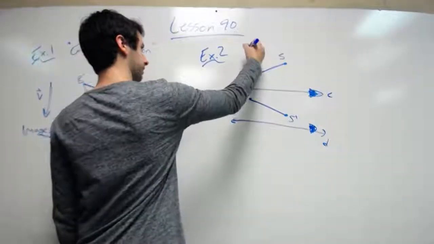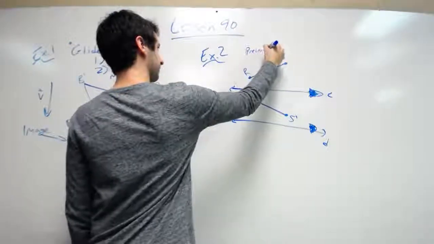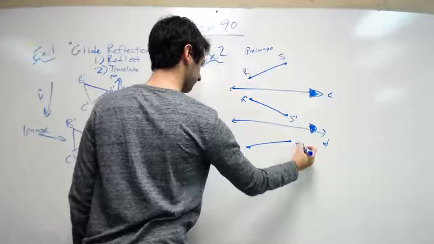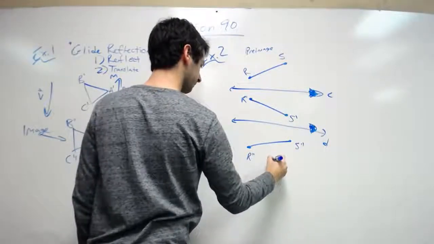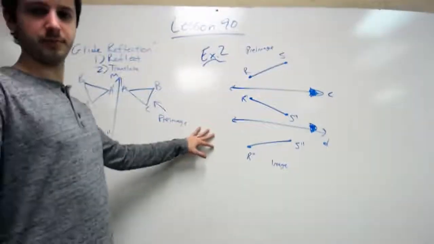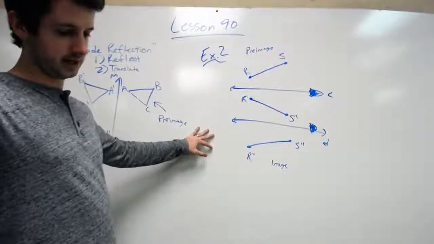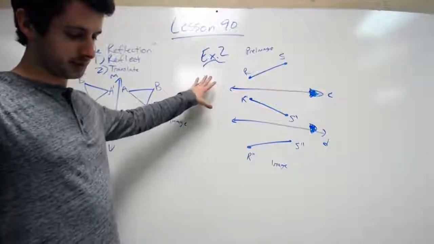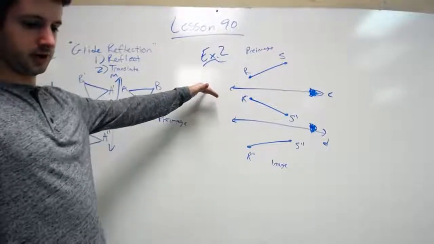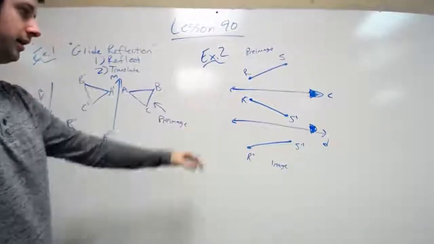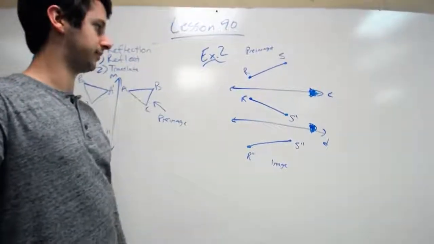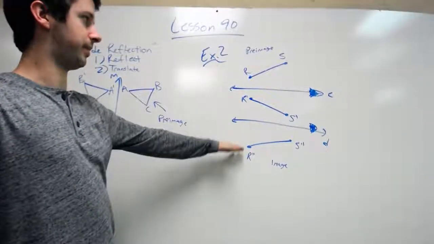Once again, pre-image. And I reflect it one more time to get my image. And the whole point of this problem is that anytime you have a composite of two reflections across parallel lines, it will end up going back to the same shape. So I reflected it twice, and it goes back to the original form.